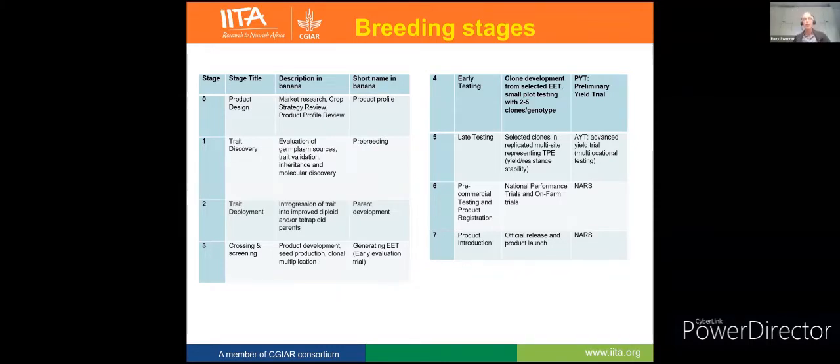So breeding basically goes over 8 steps. So you start with step number 0, you go to number 1, 2, 3, and so on. And I'm going to guide you through all those different steps as part of the breeding program. So let's start with the first one.